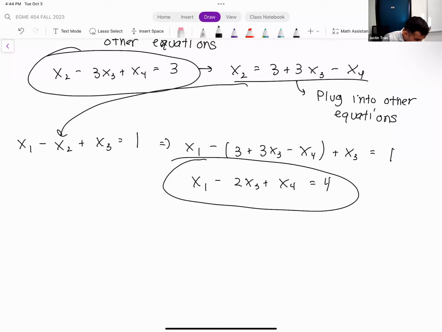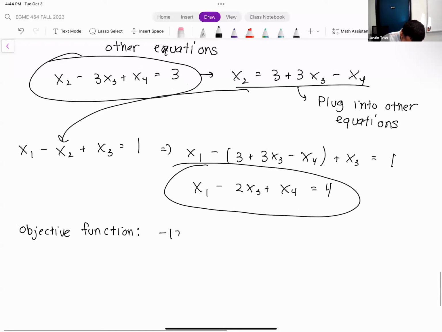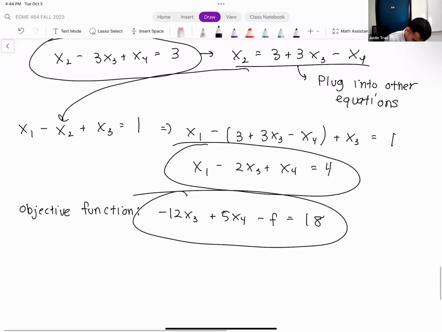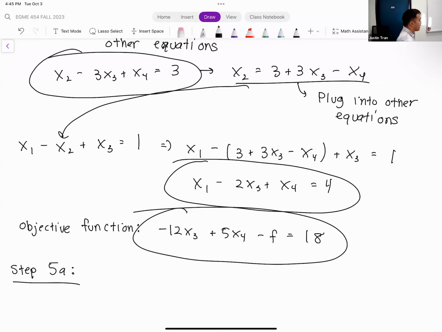The equation is given by this. And then if we plug it into our objective function, we plug it into our objective function, what we get is minus 12x3 plus 5x4 plus f equal to 18. Any questions on how we got here?